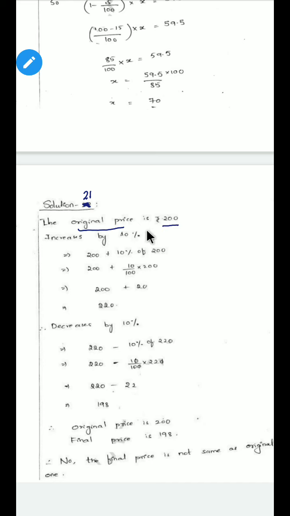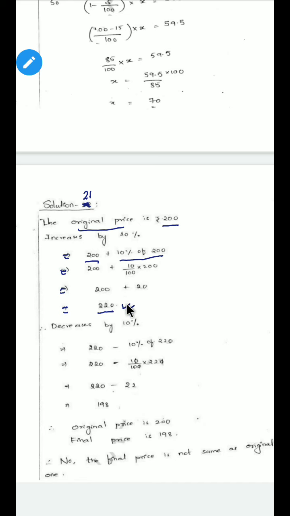Firstly, increase the price by 10%. This is the increased price and this is the previous price. Just add it and you will get the new price, that is 220. This is the new price after increasing by 10%.